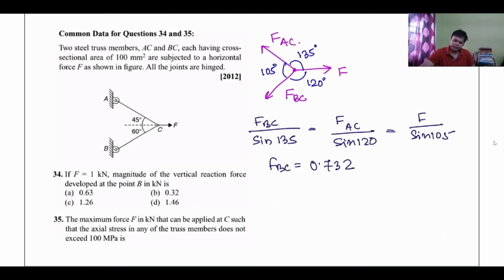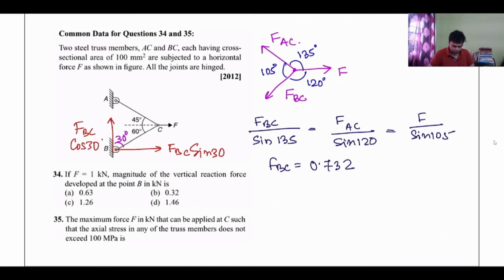So I need the vertical reaction at point B. Now what will be this angle? Can I say this angle is nothing else but 30 degree? So this FBC can now be resolved into two components. The horizontal component is FBC sine of 30, and this is FBC cos of 30. So FBC cos of 30 will produce the vertical reaction.